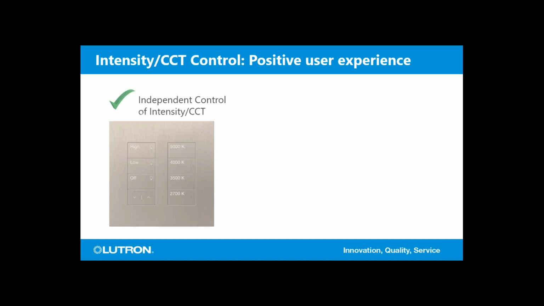For intensity and CCT control, this leads to a positive user experience, and you can have independent control of intensity and CCT. So you can see in this particular control, in the lower left corner, there's a raise lower on this one. So you could have that on the color temperature side as well. And maybe instead of showing the color temperatures, you would show other things like daylight or warm or whatever resonates with the particular user in the space. That's the kind of language that you may want to have on the keypad.